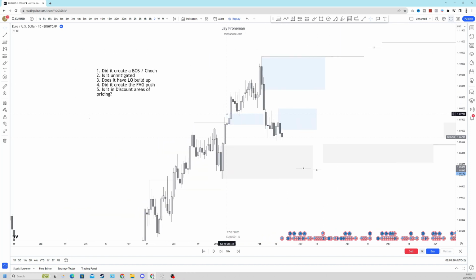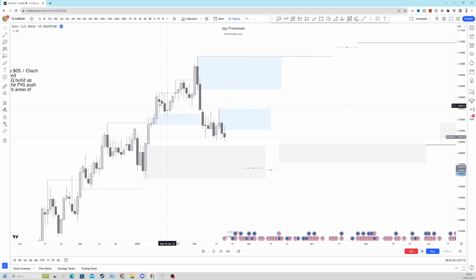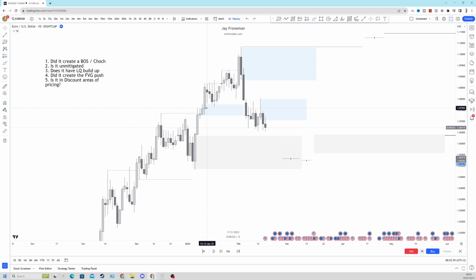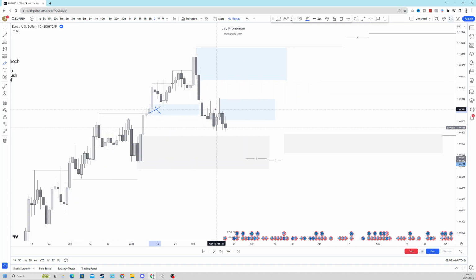So yes, this demand zone created a fractal break of structure, but fractal structure is a very aggressive way of approaching structure. Did this demand zone create a swing break of structure? No, it didn't, because this break of structure already happened when this demand zone formed. Point number one isn't valid. Is the zone unmitigated?